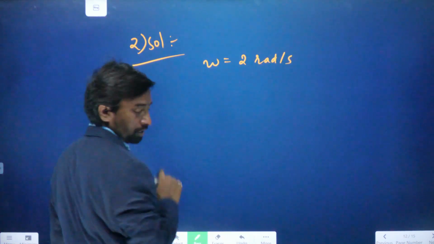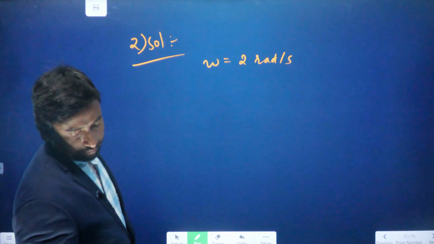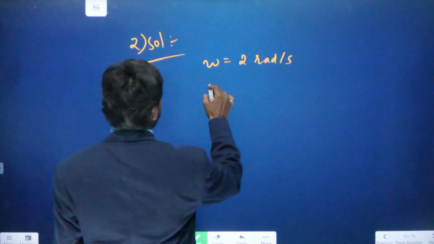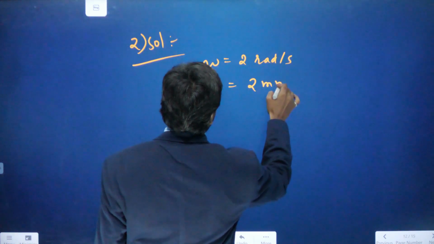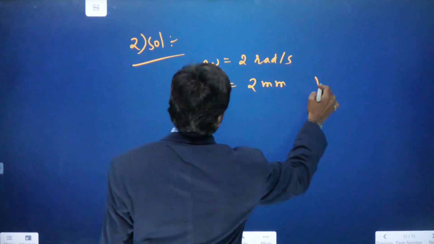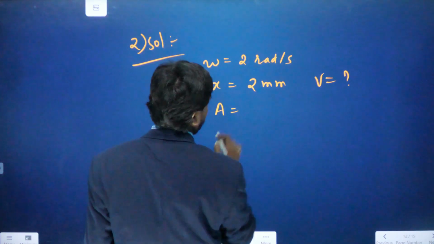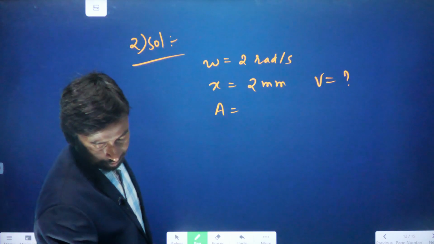Next, it is given that the velocity of the body is asked at a displacement, meaning x equals 20 millimeters. What will be its velocity? So we should find out the velocity here. And the amplitude of the body is given there, so the amplitude is 60 millimeters.